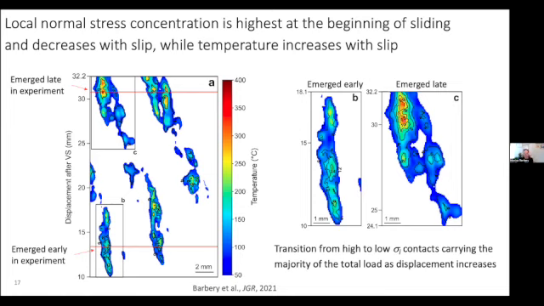And so the majority of the load initially is carried by those high stress contacts during sliding, but then is more distributed and eventually carried by lower stress contacts in the later stages of sliding. And really, we think that this reflects wear processes that are happening at our contacts. So this is another way to basically look at the same thing.